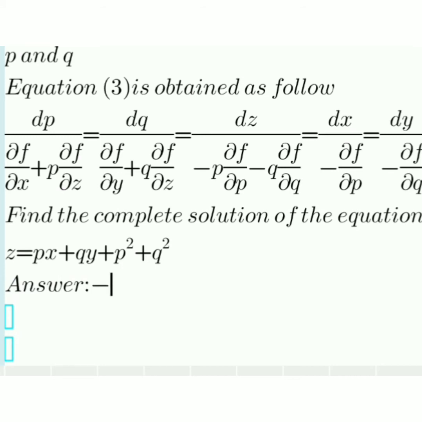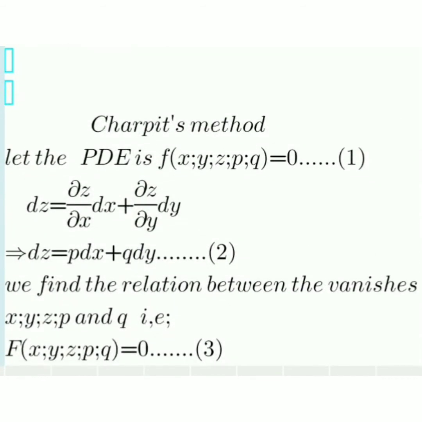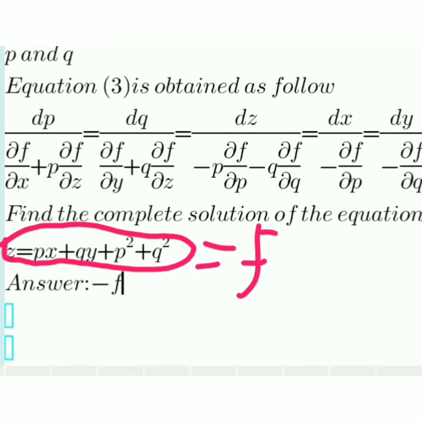Answer. How will you solve it? You see the Charpit method: f(x, y, z, p, q) is equal to 0. So friends, this is my function, and according to the question, my function is this. This function is my f.